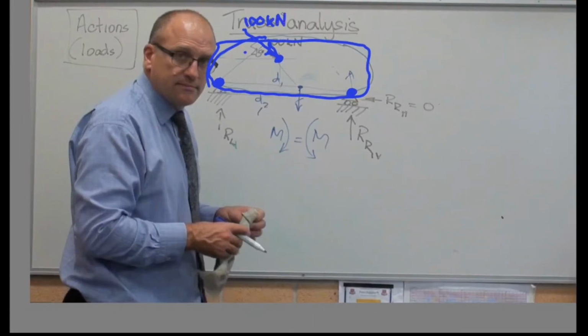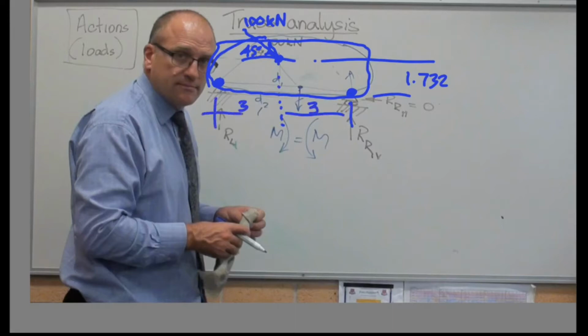Kilonewtons, sorry, that's a fiddly pen, at 45 degrees. I do know that that vertical distance is 1.732. I do know that this distance is 3 meters and that distance is 3 meters. Go backwards and have a look at our page. So let's now have a quick look. See, that's at 45 degrees.